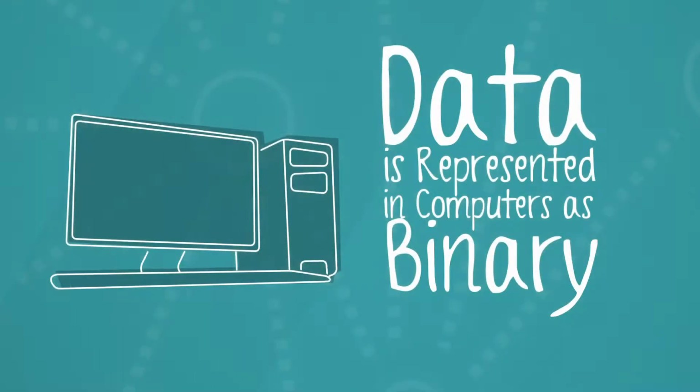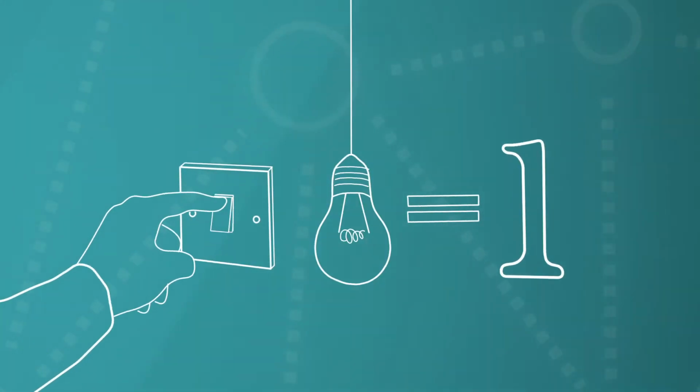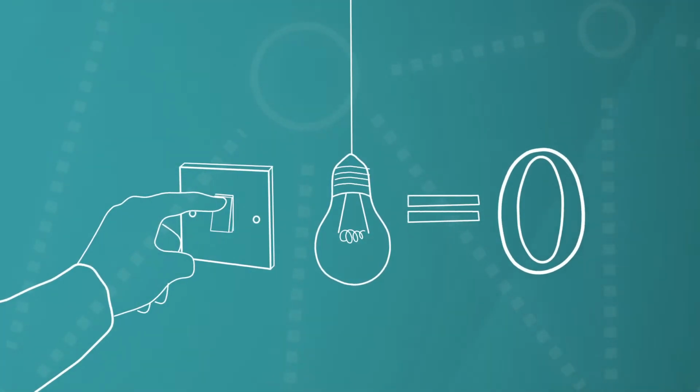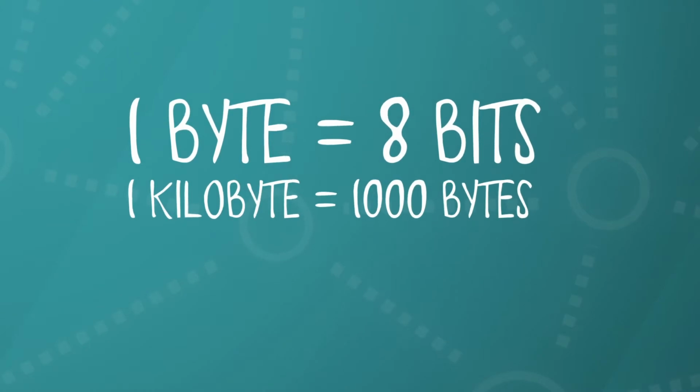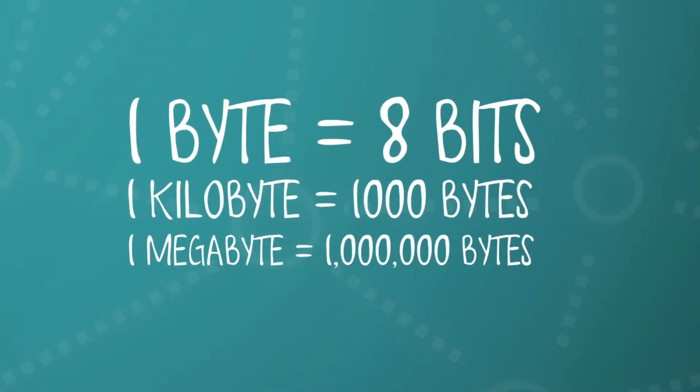Random Access Memory, RAM, is a memory chip which provides temporary storage for programs and data in a computer system. Data is represented in computers as binary. In binary, a bit is either 1, which represents on, or 0, which represents off. A byte is 8 bits. A kilobyte is 1,000 bytes, and a megabyte 1,000,000 bytes, and so on.